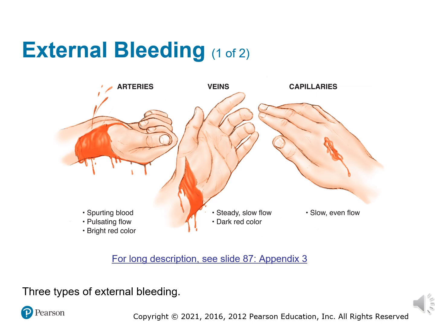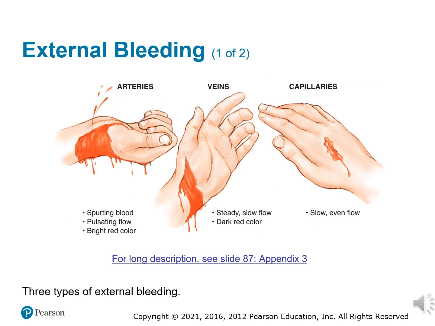Next is a venous bleed. It's a steady, slow flow and dark red in color. This one you can typically put bandages on, put some pressure on it, and it'll stop bleeding. And then the last one is capillaries. It is slow, even flow. A lot of the times you can pop a Band-Aid on it and you're good to go.